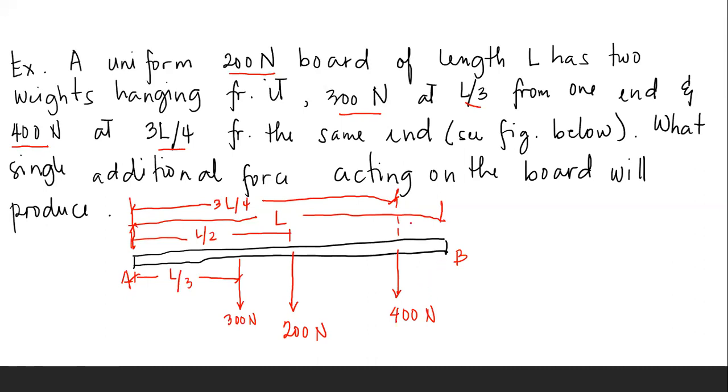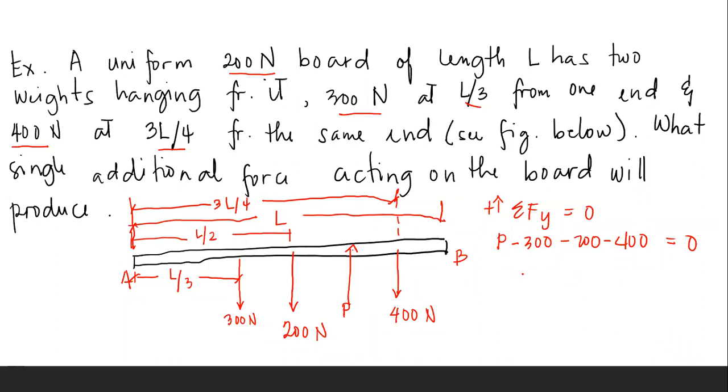Okay, then what single additional force acting on the board will produce equilibrium? Of course, to make it equilibrium, the force would be going upward, because we have the summation of forces in y. Since there are no forces in the x-axis, we use the summation of forces y equal to zero. Let us assume that your P is lying in this direction. Positive going upward: P minus 300 minus 200 minus 400 equal to zero.